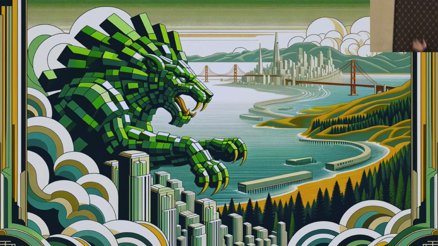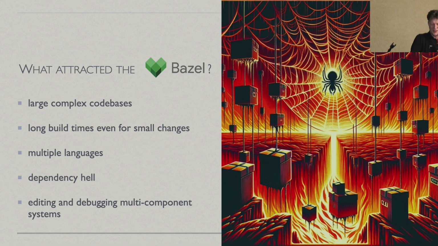falling over the Bay Area and everywhere else, consuming big monorepositories. So what attracted this beast? Here's the list: large complex code bases. Projects just always grow. And these large code bases predictably lead to long build times. Even if you have small changes, you might complain over build times of half an hour, hours, days.